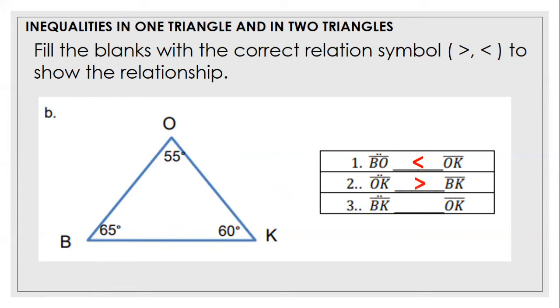BK is blank than OK. Okay? The opposite angle of BK is 55 and the opposite angle of OK is 65. So 55 is less than 65. So therefore, BK is less than segment OK.